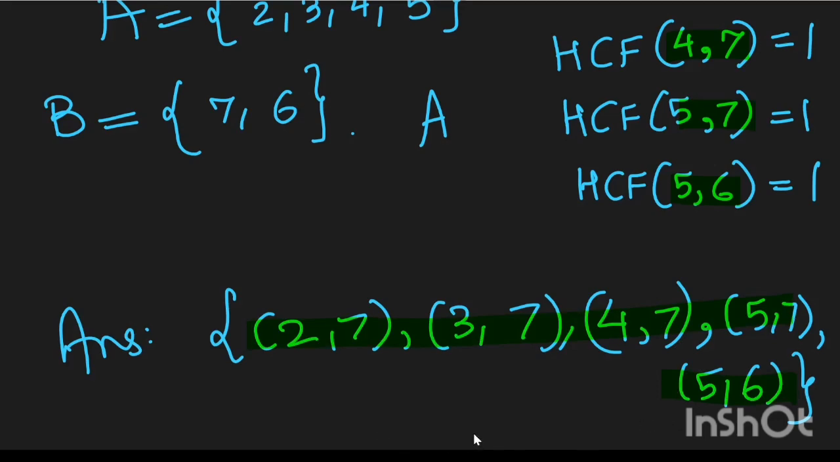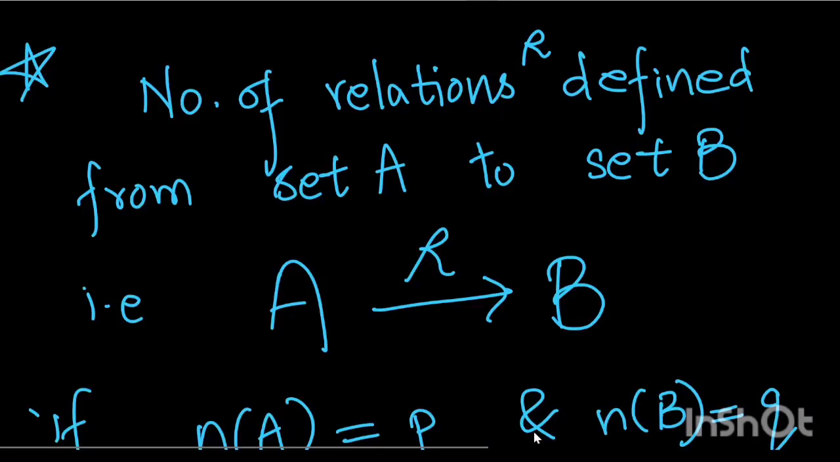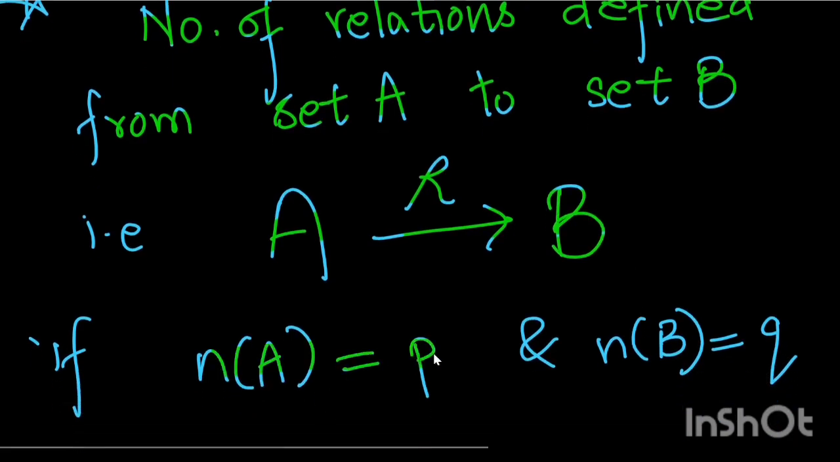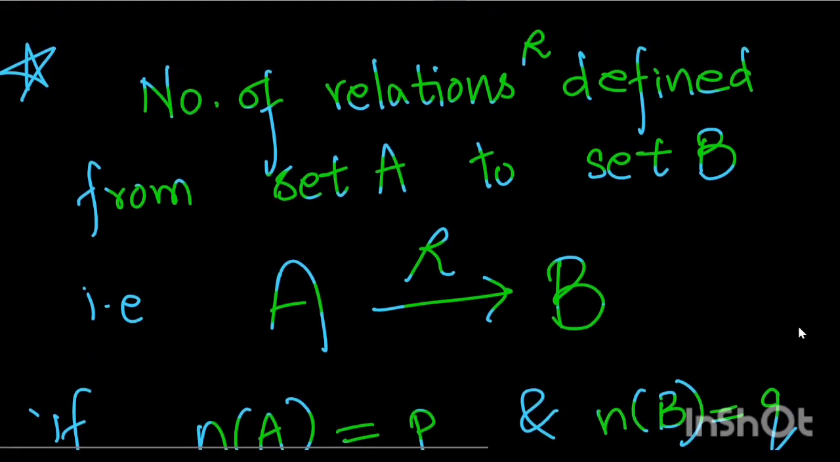Okay, guys. So suppose we have to find the number of relations R which are defined from set A to set B, where it is given that the number of elements in set A is P and in set B is Q. So what is the number of relations that can be defined from set A to set B?